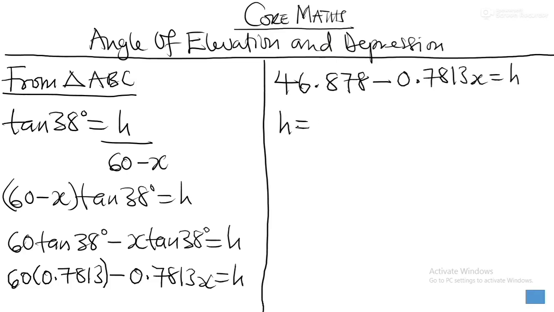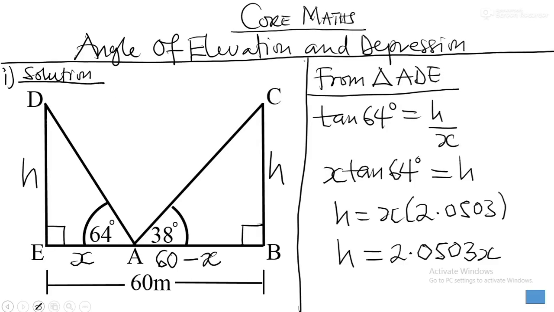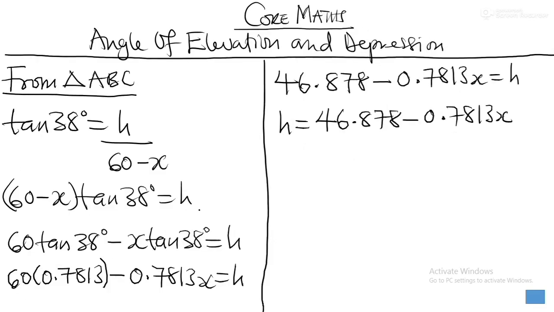Good. So let's write it well. This is the height of the pole from triangle ABC. So we have two equations in terms of h and x here. The first one is the one from equation 1, which is our h being equal to what?